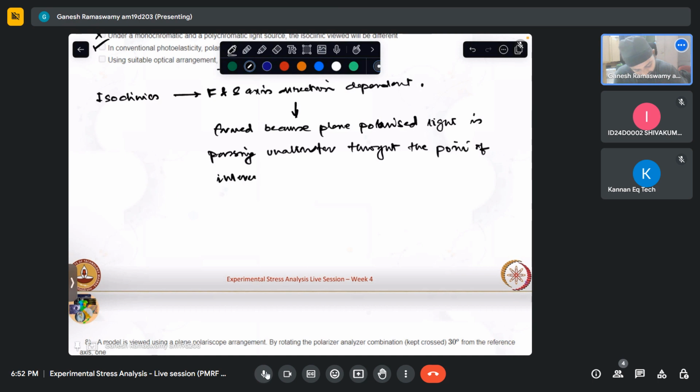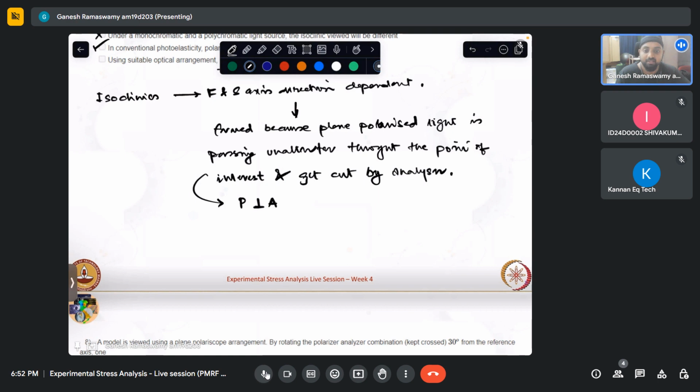And gets cut. And gets cut by the analyzer. This is only happening because the polarizer is perpendicular to the analyzer.